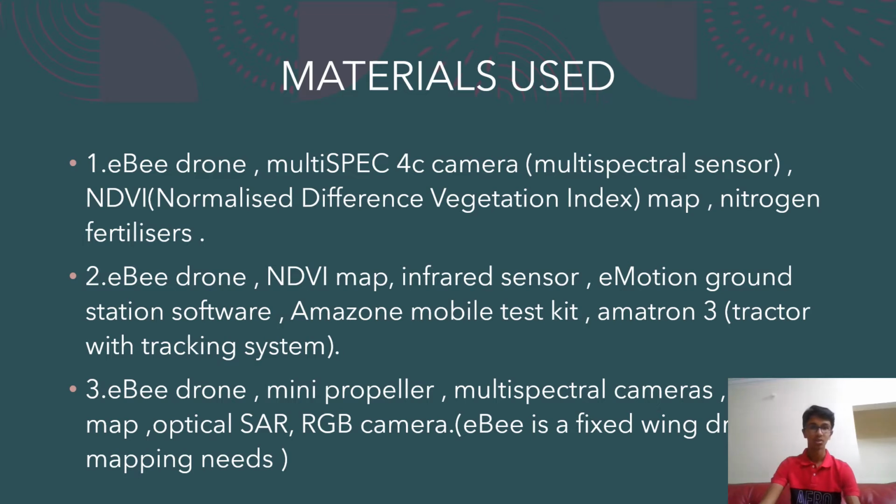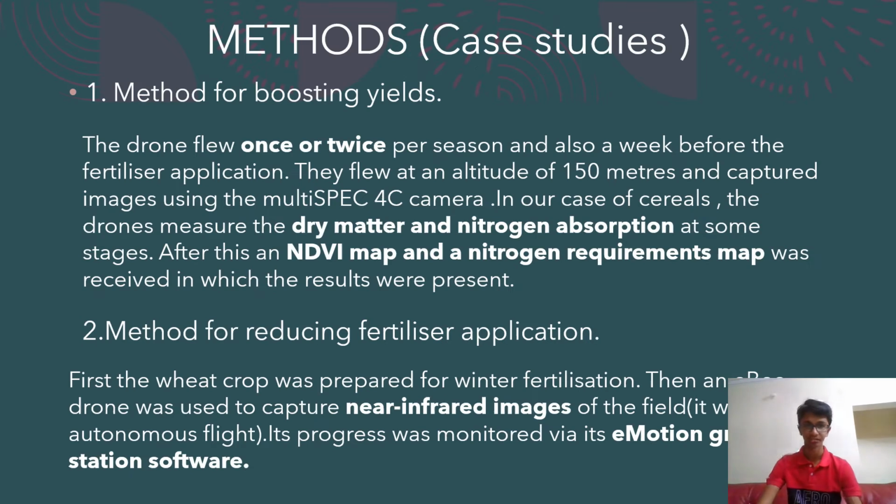So the materials used in all three methods differ as their objectives are different. 1. EB drone, multispectral sensor, NDVI map, nitrogen fertilizers. 2. EB drone, NDVI map, infrared sensor, ground station software, Amazon mobile test kit, and a tractor with a tracking system. 3. EB drone, mini propeller, multispectral cameras, NDVI map, optical SAR and RGB camera. EB is a fixed wing mapping drone which is used by small and large farmers for mapping their fields.